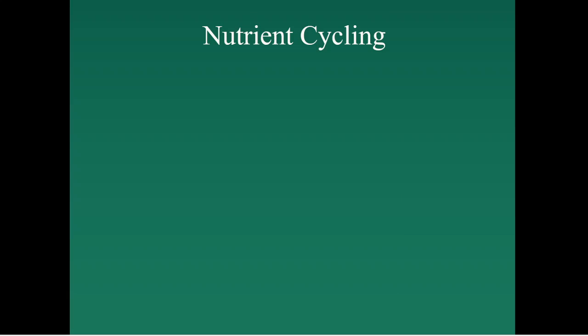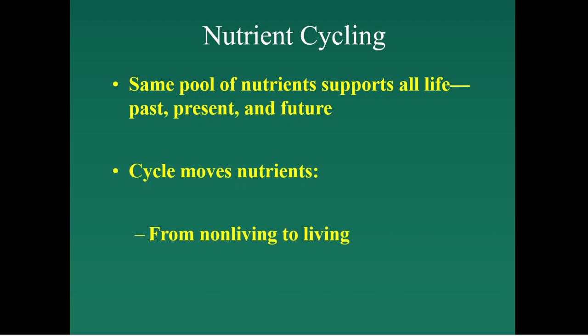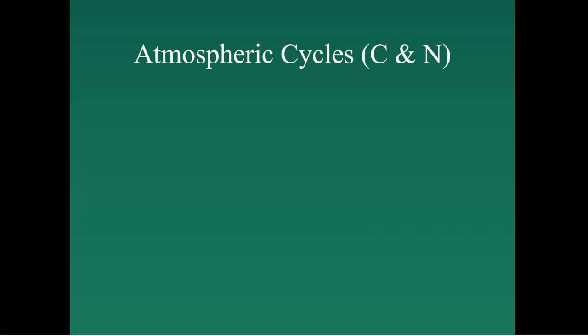Okay. All right. So what else can we do with cycling? What does cycling mean? It's the same pool of nutrients that supports all life, past, present, and future. That means the carbon we're using now was around when the dinosaurs were alive, okay? Cycling moves those nutrients from non-living to living, okay? So the air is non-living, and it moves the carbon into the trees and then brings it to the other organisms. It's from the environment to organisms. So we bring it down from the air to support photosynthesis, and then eventually to the consumers.